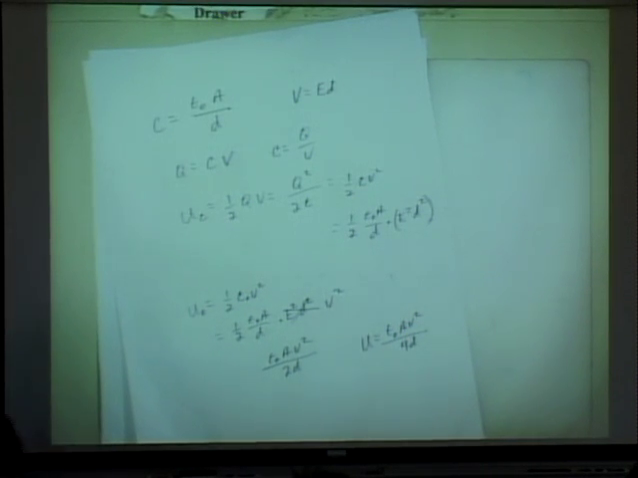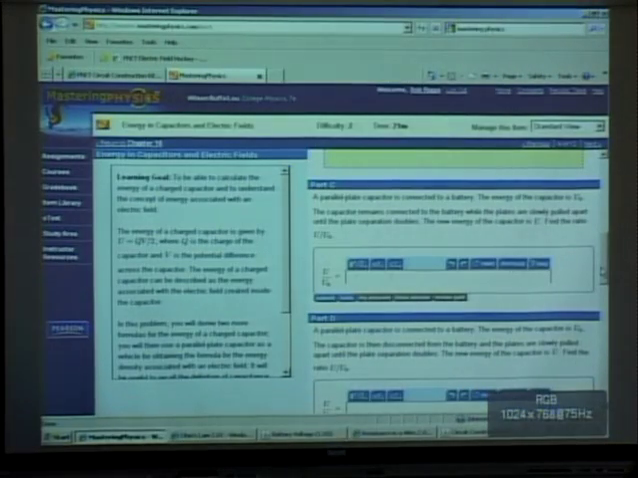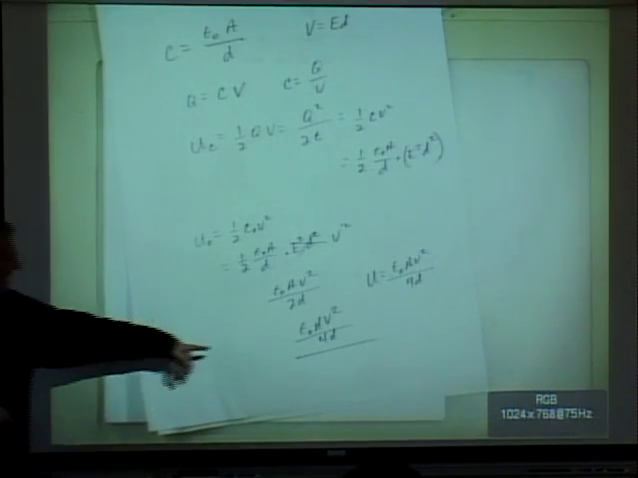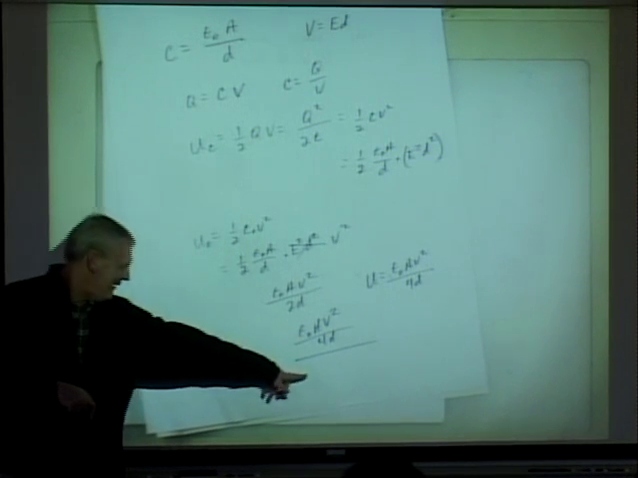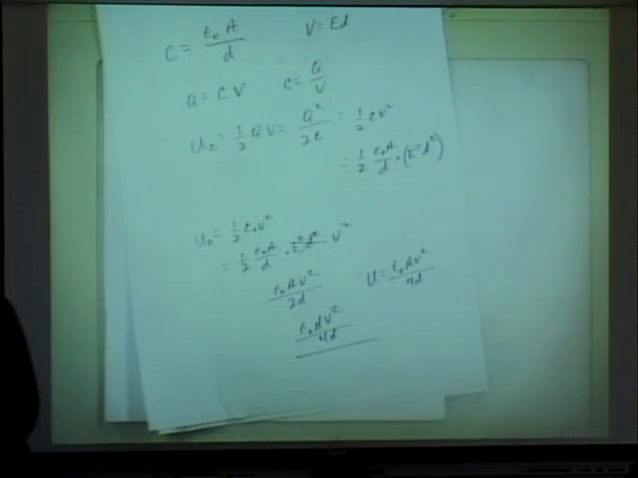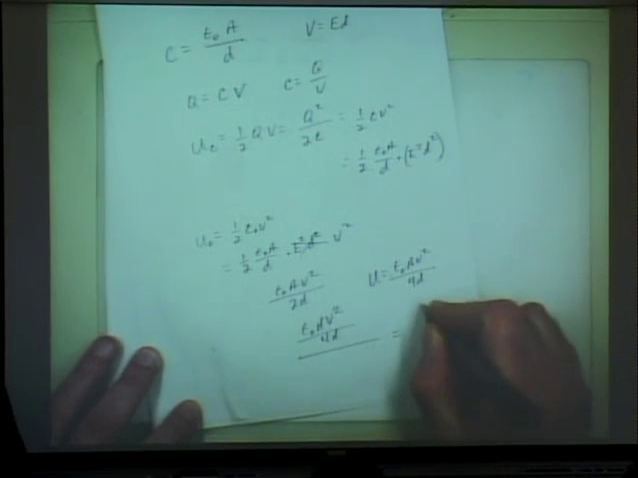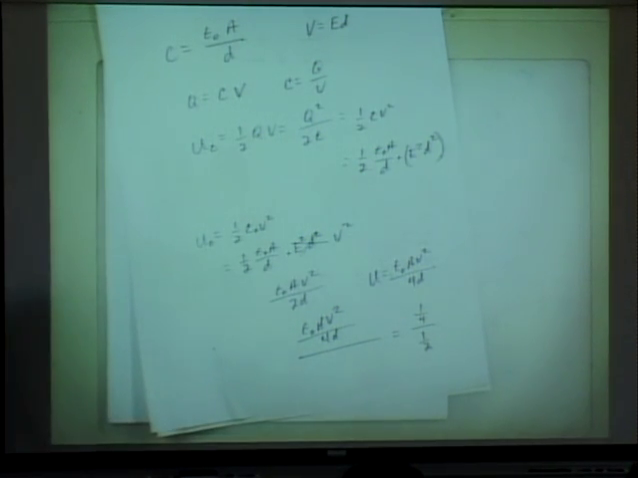Okay? And what did they want? Did they want U naught over U? Is that what they wanted? Let's go back and look. Yeah, they wanted U over U naught. So I've got epsilon naught A V squared over 4D. Oh! I got to switch the screen. Sorry. I got all this tech. There we go. Here I am. This is how far I got while I had you in the dark. Divided by. So basically, what was trying to be said was I've got 1/4 over 1/2, which is 1 over 2.